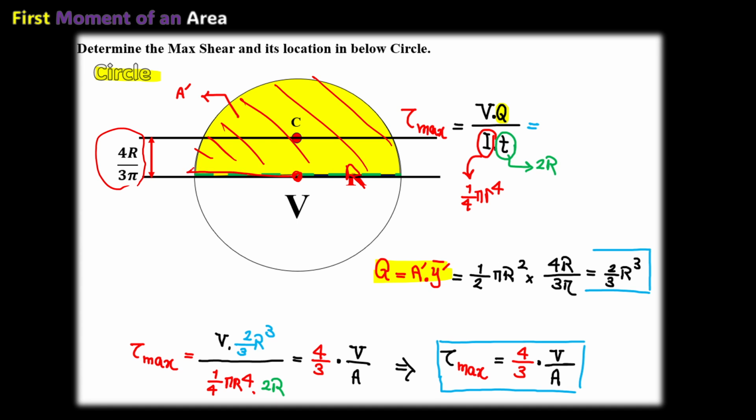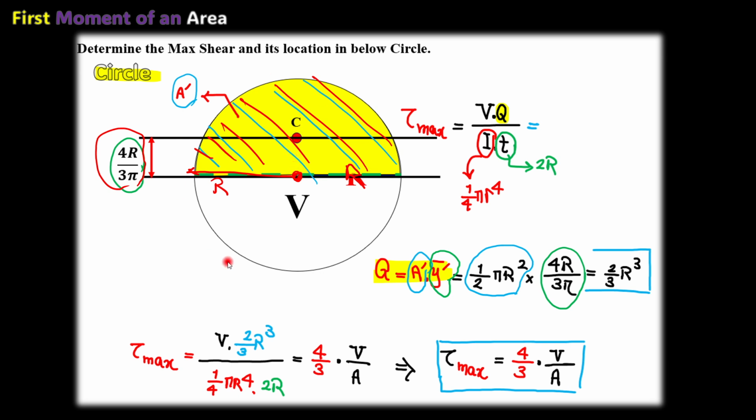This is our radius. Likewise, our area is half of the circle, and then the centroid of the semicircle to the centroid of the entire circle is 4r over 3 pi.